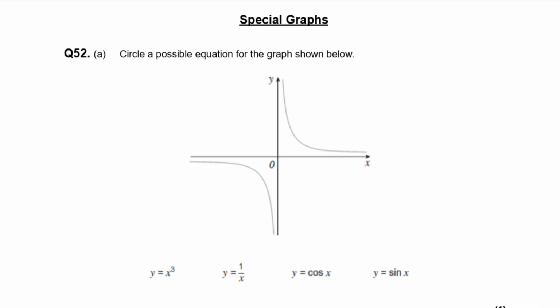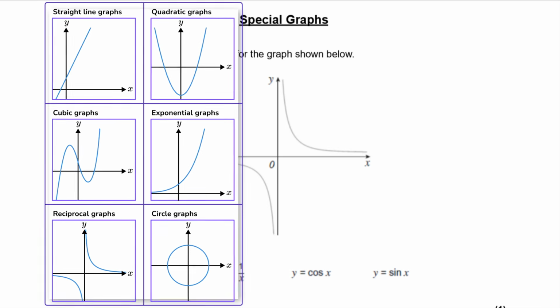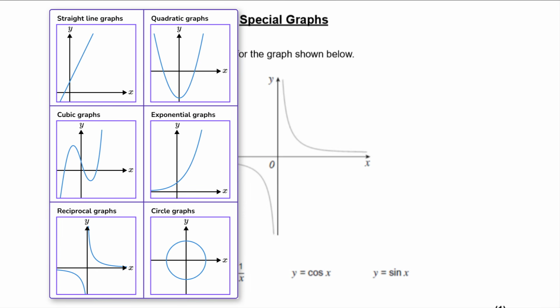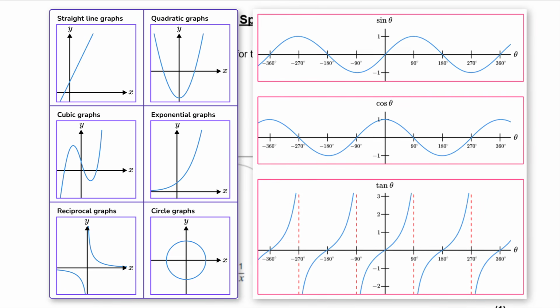Next section is on special graphs. So we need to know about all the various graphs that come up at GCSE. I guess you've got the sine, cosine, tangent graph. You've got the reciprocal curve, which is one I've got here, plus the exponential curve, and we'll see what else crops up, but that sounds like most of them.